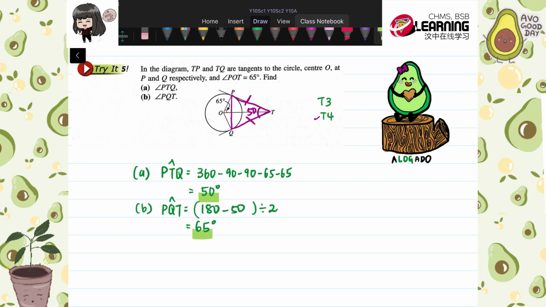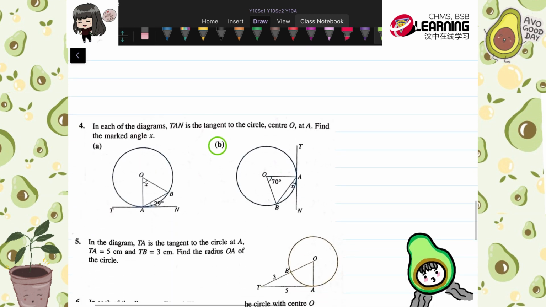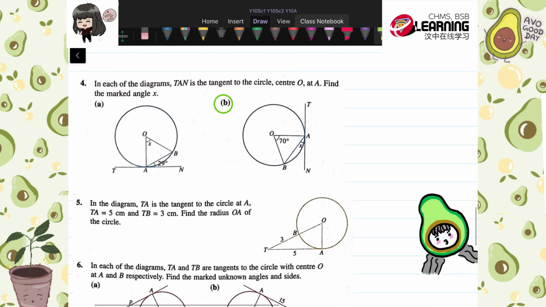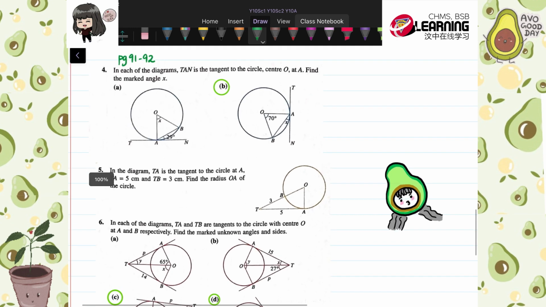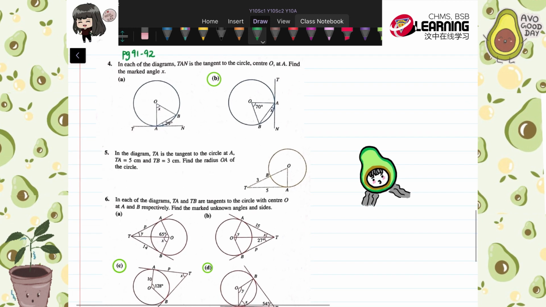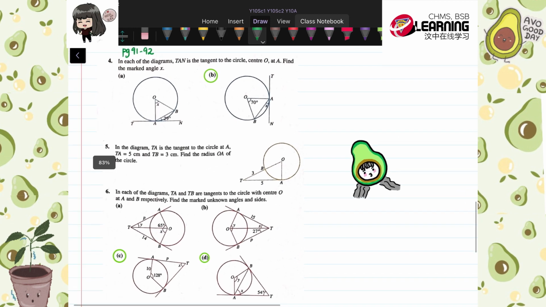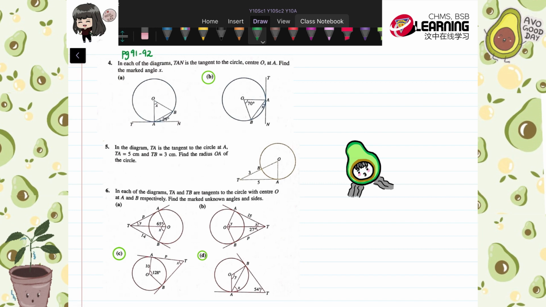Okay, so that's it for try 5. Easy. Okay, let's look at questions straight away. This is exercise 3.1, page 91 to 92. So for try 4 and 5, you copy the question. For pages 91 to 92, there are questions that I picked here already, from 4 until 6. You just copy the circle, you don't need to write down the question. Okay, no need to write down the words, only the circles there.